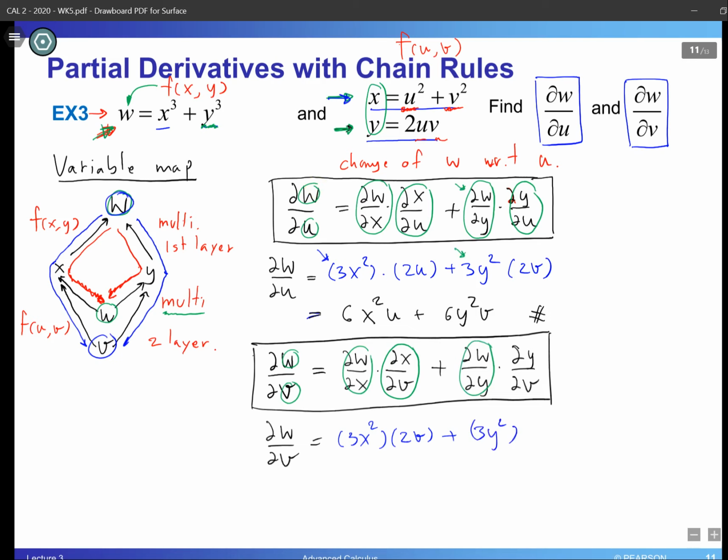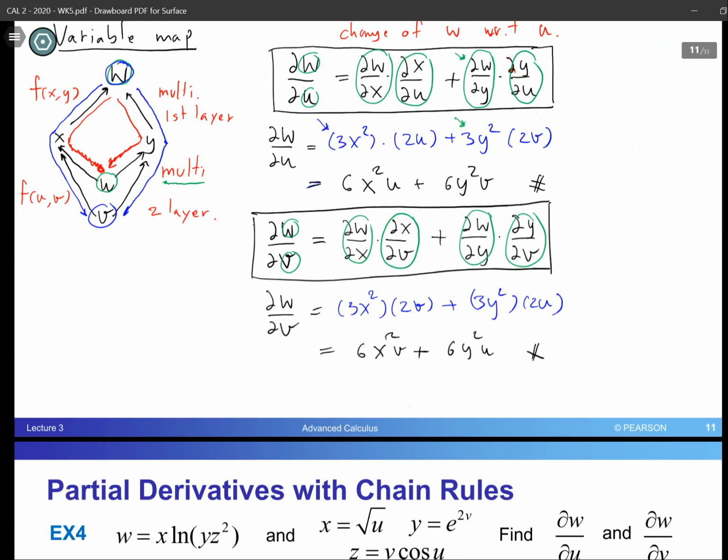And then next term, dy with respect to v. So we are going to differentiate y with respect to v. This one with respect to v, of course, we are going to get 2u from that. So let's conclude this one. And here we are going to get 6x squared v plus 6y squared u for the second answer. So there you go. We have found two first order partial derivatives of w with respect to u and to v in this example. Alright, let's move to the last example of this lecture.